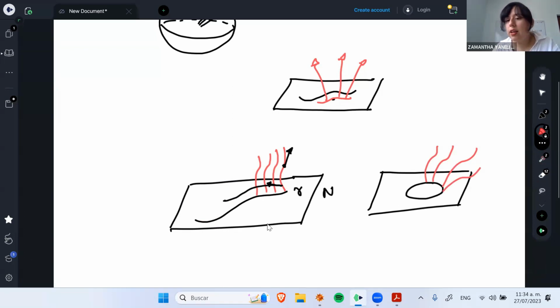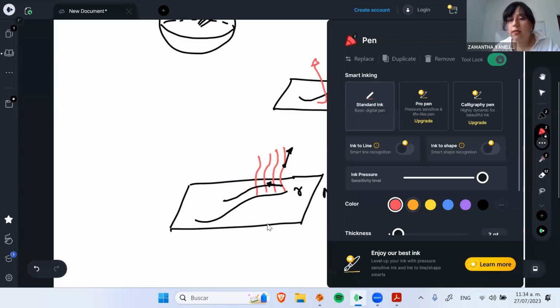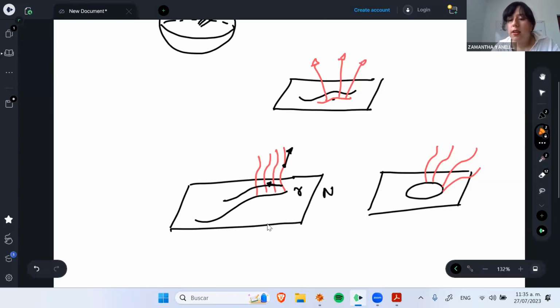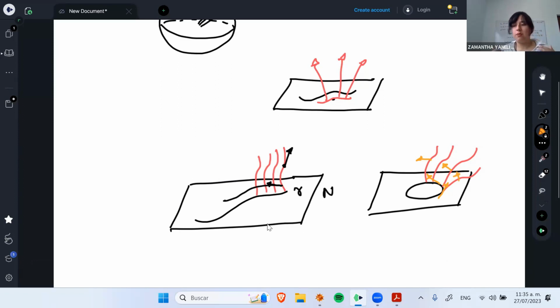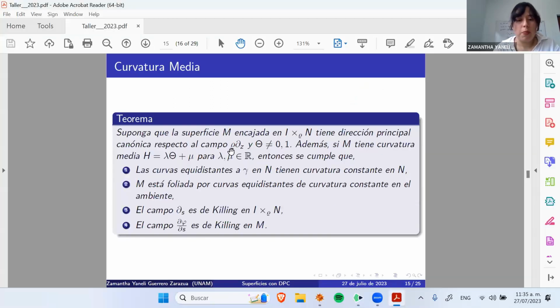And we'll also find that the tangent vectors to these equidistant level curves are Killing fields. So that just brings it home that it's something like a surface of revolution or a cylinder also, because Killing fields can also just be translations. So this is what we have, and we have constant mean curvature.